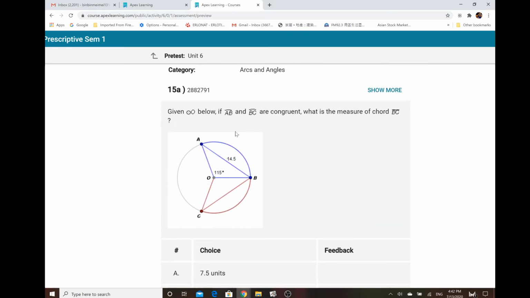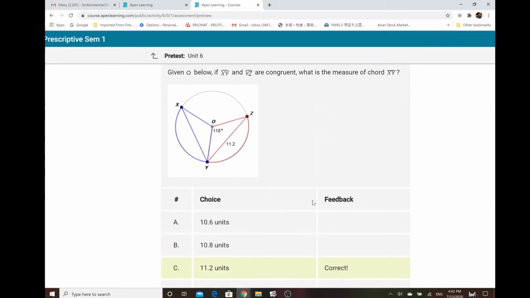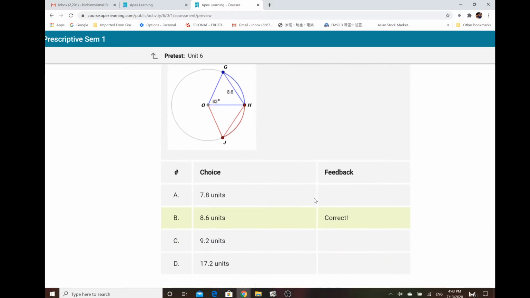And now here's another one. Given circle O below, if arc AB and arc BC right here are congruent, what's the measure of chord BC? So if chord AB is 14.5, that means chord BC is also 14.5, because we can show that those are congruent triangles. So the segments here have to be corresponding, so that means they have to be equal. So it's also 14.5. ZY is 11.2, so that means XY is also 11.2 units. Okay, so 8.6, 8.6.